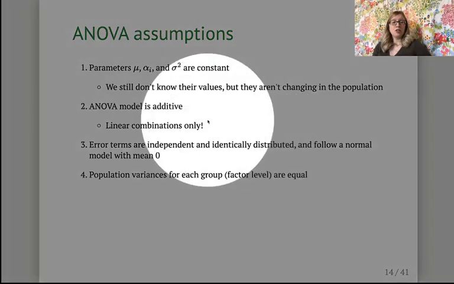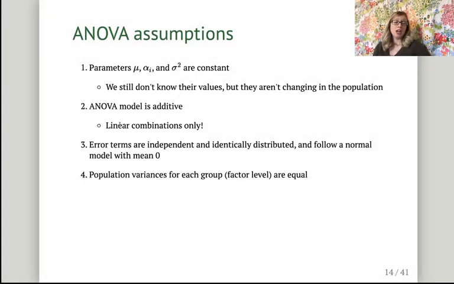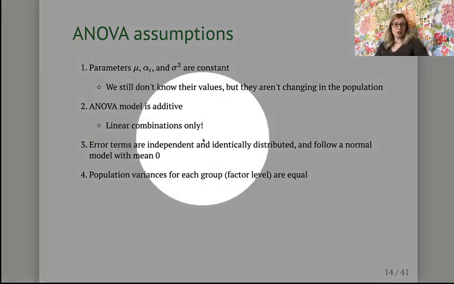The second assumption is that the ANOVA model is additive. So we're only really looking here at linear combinations. We can add factors together, we can add terms together in the ANOVA model, but we can't raise things to a power, for example. The third assumption is that these error terms are independent and identically distributed.